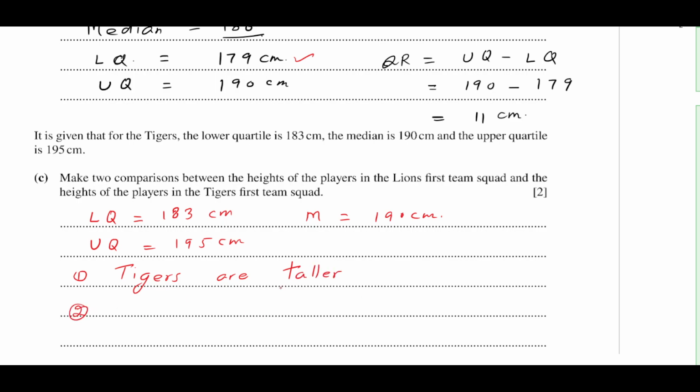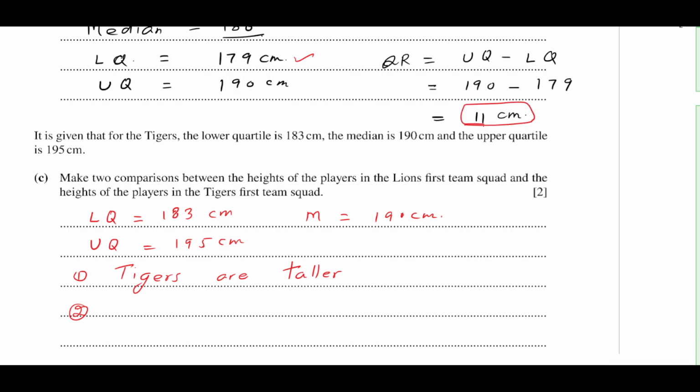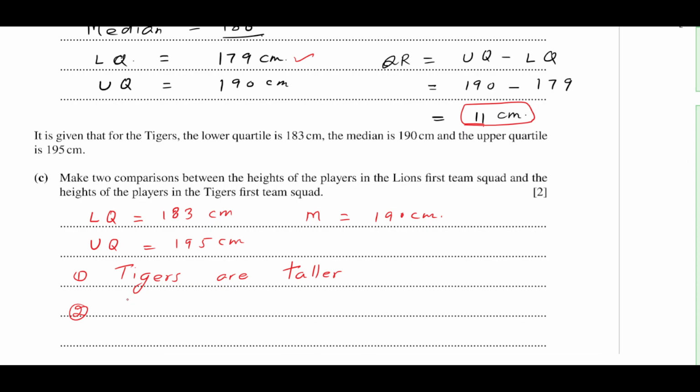Second conclusion, now here we have to find the quartile range. If you find the interquartile range, 195 minus 183, you will get 12. The interquartile range here was 11 centimeters and here we are getting 12 centimeters. So I will say that the heights of tigers are slightly less consistent, because here the variation is more.